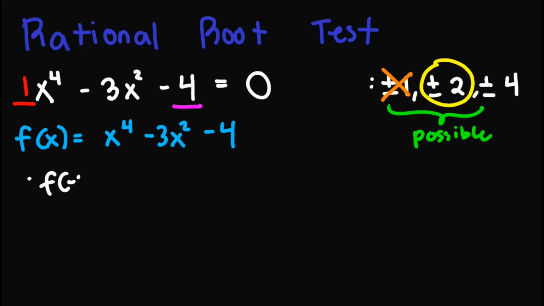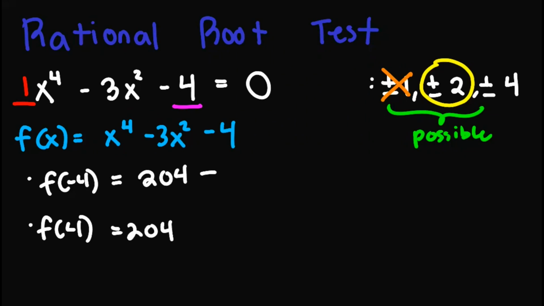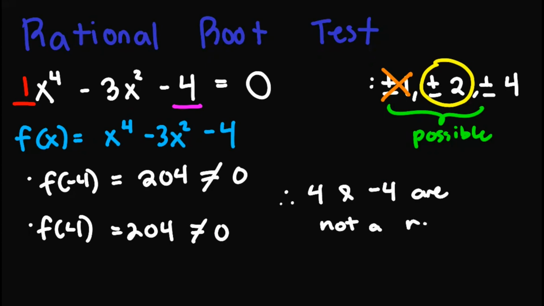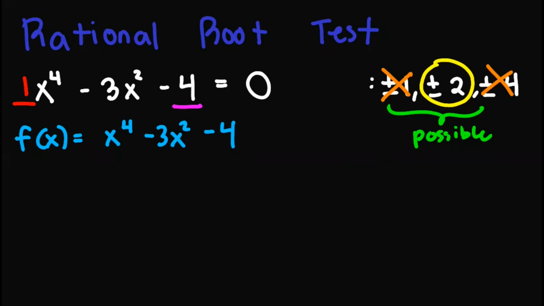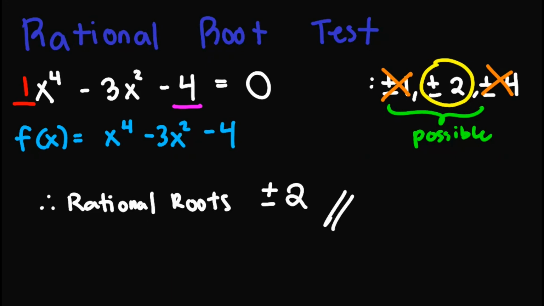For f of negative 4 and f of 4, you can verify that these are equal to 204, which are clearly not equal to 0. Thus, 4 and negative 4 are not roots. Therefore, we can conclude that the rational roots of the given polynomial equation are positive and negative 2. And that's the answer. So that is how we apply the rational root test.